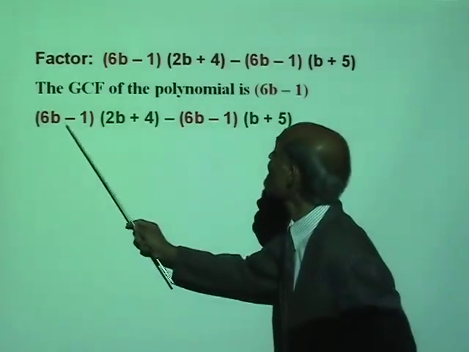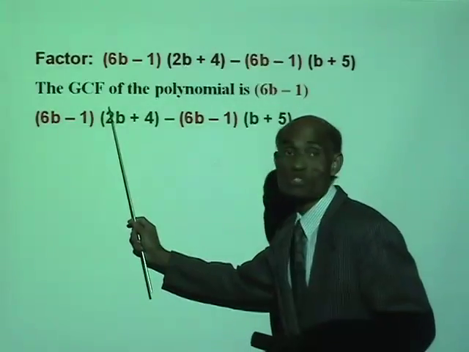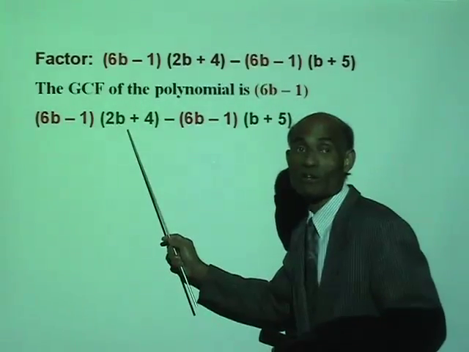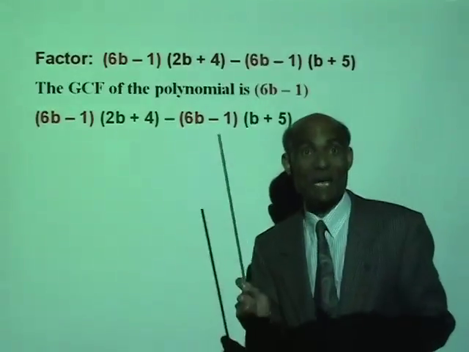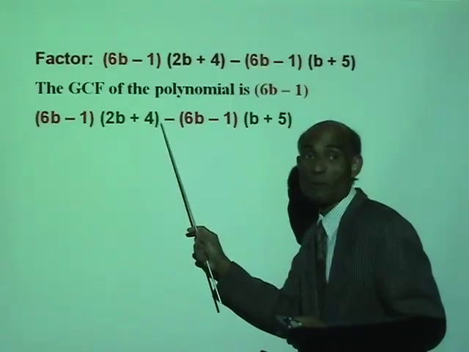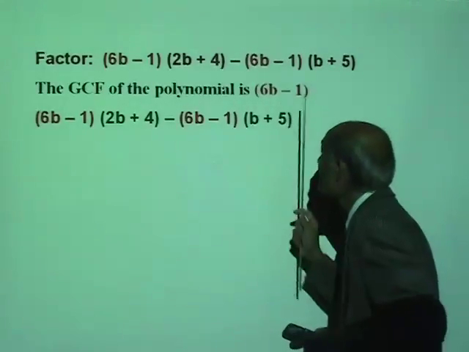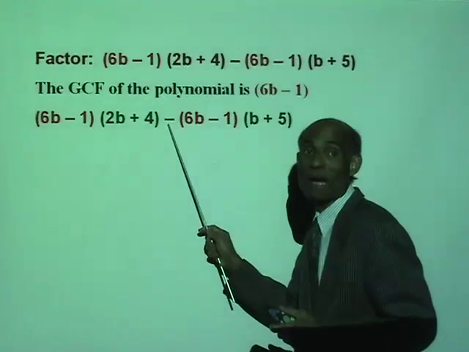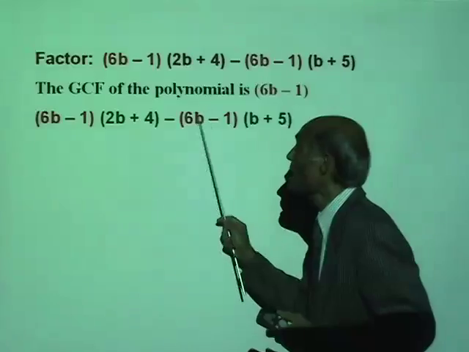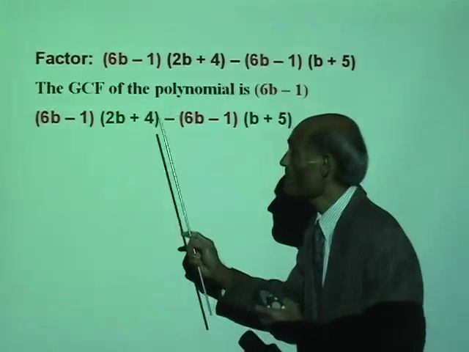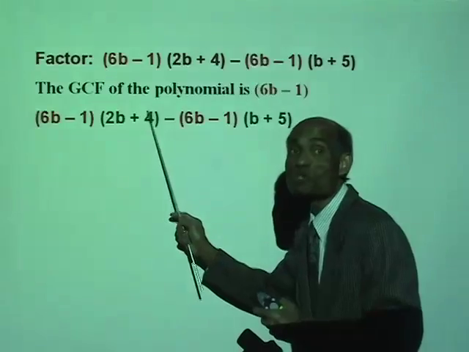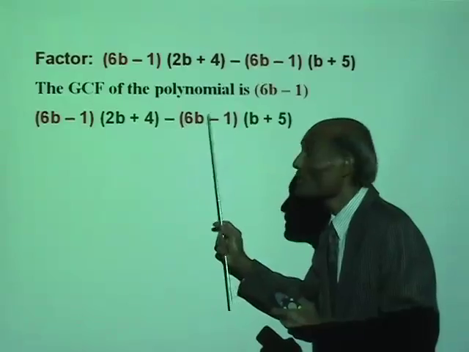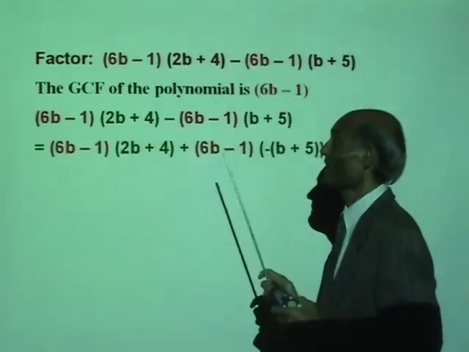Once you pull out that 6b minus 1, you must understand what is left in the first term is 2b plus 4. And what is left in the second term is, what's that minus? Minus the quantity b plus 5. You've got to take special care in handling that minus sign. After 6b minus 1 is factored out, in the first term you are left with 2b plus 4. In the second term you are left with minus the quantity b plus 5. There.